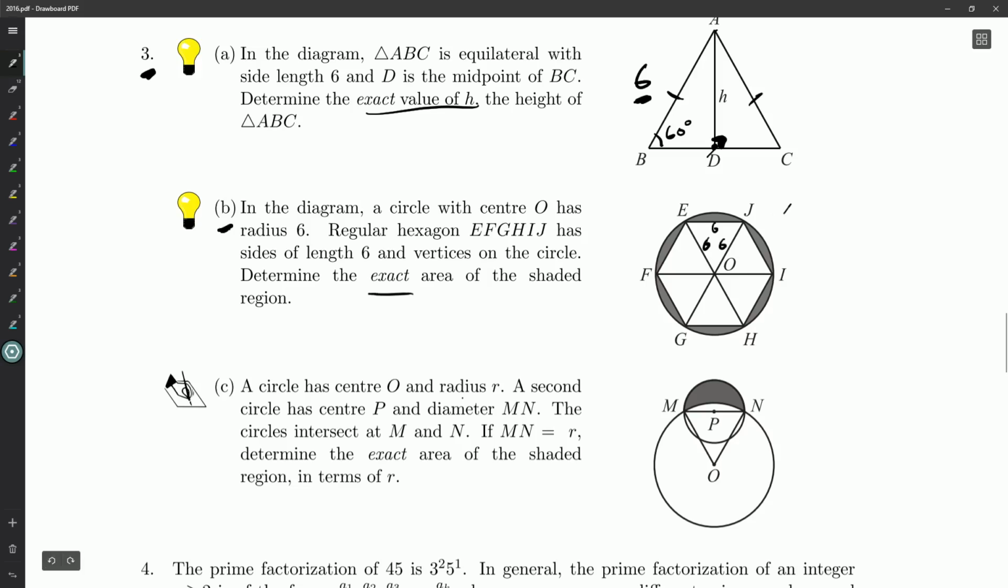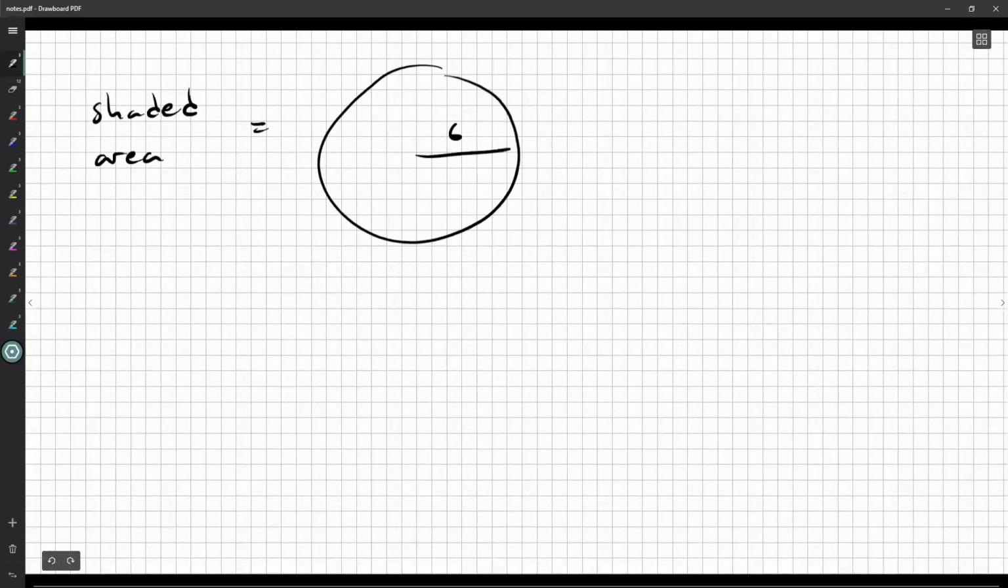So the shaded region is what's left inside the circle, but still outside the hexagon. Okay, so the shaded area is the full circle's area, circle of radius 6. And how do you find the area of a circle? Pi r squared, so pi times the radius squared, minus the area of the hexagon.